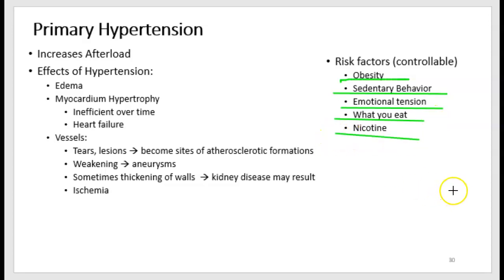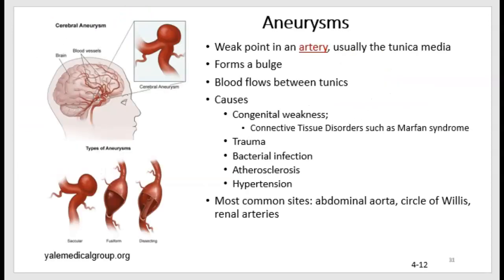Smoking causes hypertension. It has to do with the level of cholesterol, HDL and LDL in your blood. So primary hypertension is very bad for your heart. Now let's look at aneurysms.